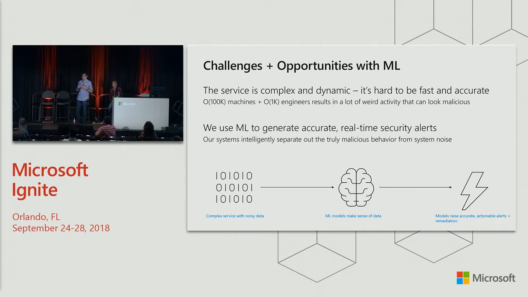Right? The system you saw on the previous slide takes in a huge quantity of data. That data is inherently noisy for the reasons that I mentioned. The machine learning algorithms effectively separate out the malicious signal from that noise in order to produce alerts for our security team that are accurate. We'll talk about what that means in a minute, and that are fast, and that are raised in real time.